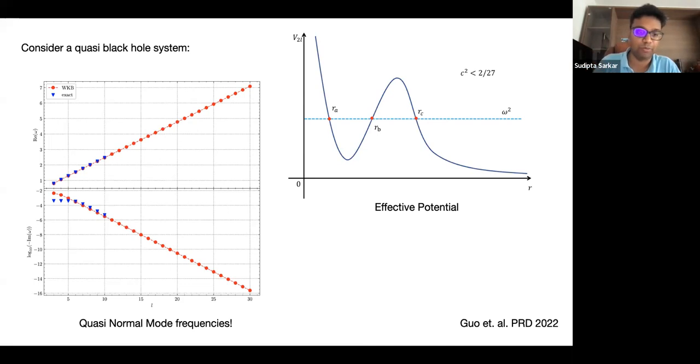The time decay of the modes is not true. Price's law somehow is not true, and as a result, those modes may back react, and that's the claim that the nonlinear instability will destroy the black hole.